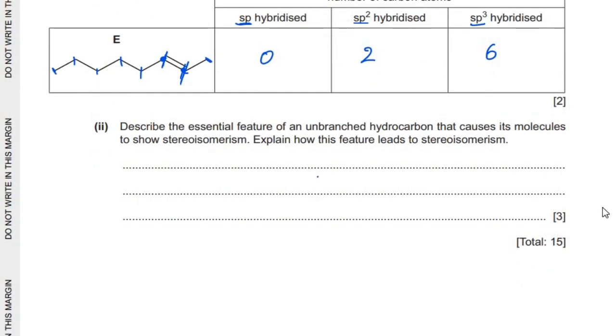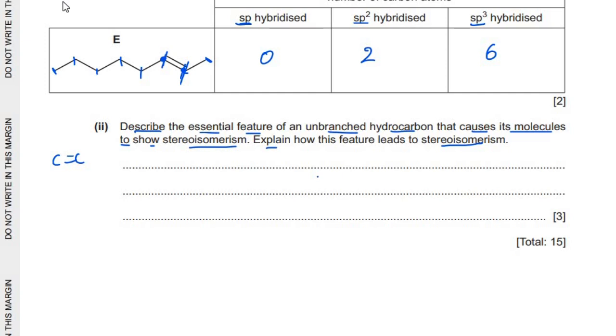Okay, the next part is: describe the essential features of an unbranched hydrocarbon that causes its molecules to show stereoisomerism. Explain how this feature leads to stereoisomerism. Now if a carbon chain is unbranched, that shows there is no branch, meaning no optical isomerism is possible because there is no chiral center. In that case, the only possibility is when a carbon carries a double bond and then there is a cis-trans isomerism, that is geometric isomerism.